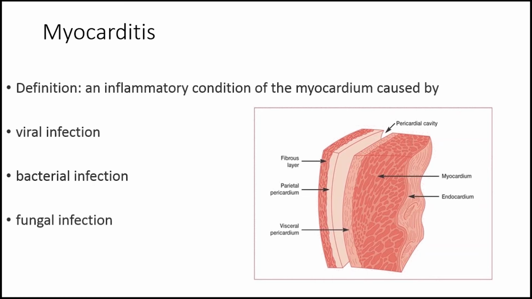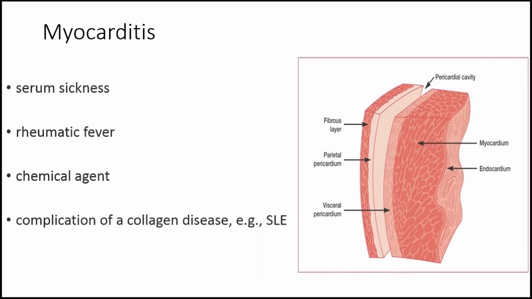So what is it going to affect? It's going to affect the contraction. The definition is an inflammatory condition of the myocardium caused by viral infection, bacterial infection, and also fungal infection. Serum sickness can cause it, and rheumatic fever too, and watch out because rheumatic fever can cause a lot of other heart disease.